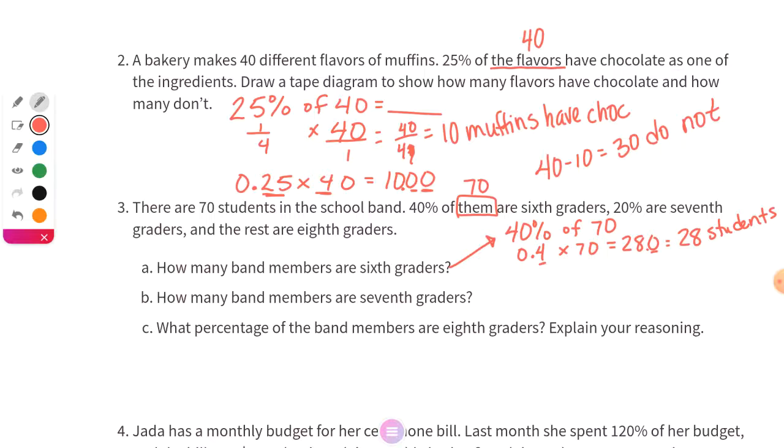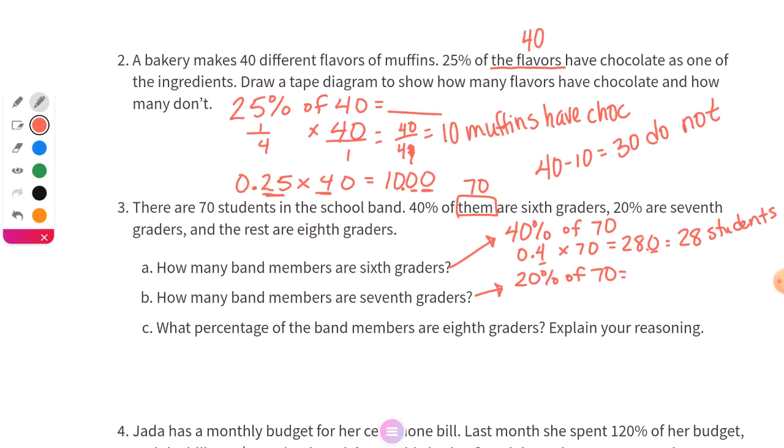Meyer, for part B, if it says how many band members are 7th graders, what do I have to do? No, because there's a third part in this one. If it was just 2 of them, yes, I could flip-flop it, but since we're talking about 6th, 7th, and 8th, what percent are 7th graders? 20% of what? So 20% of 70. Now, we could do 0.2 times 7 and get the answer. What else could we do?